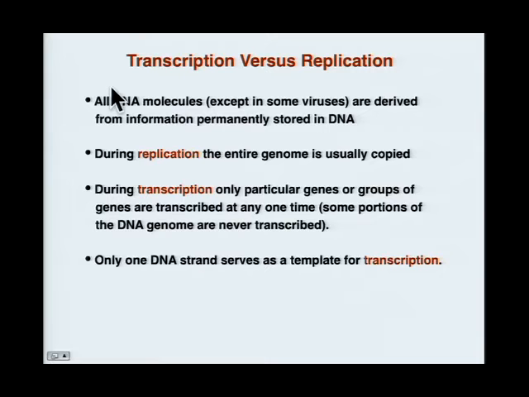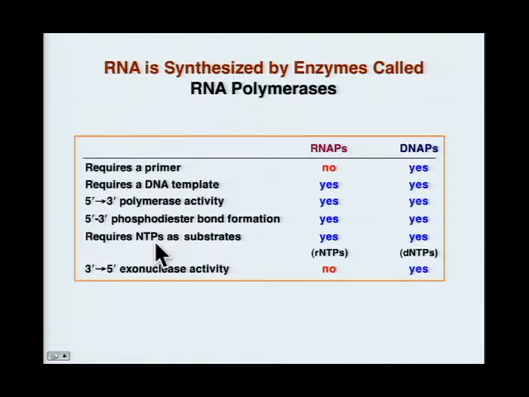Okay, so we've covered replication. In replication, you're actually copying both strands of DNA. And in transcription, you have to select one of the two strands and only transcribe one of those strands. Okay, and so it's important. The process of initiation is how the cell decides which strand to transcribe. Okay, and so we have a template strand and a non-template strand in transcription. It's going to take some getting used to.